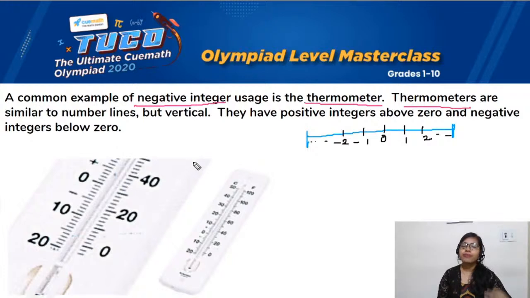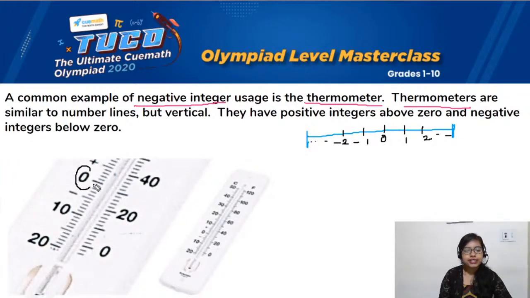Okay. So what they mean is that the structure of a thermometer is very similar to a number line, but it is vertical. Like we draw the number line horizontally in math, the thermometer is kind of a vertical number line.